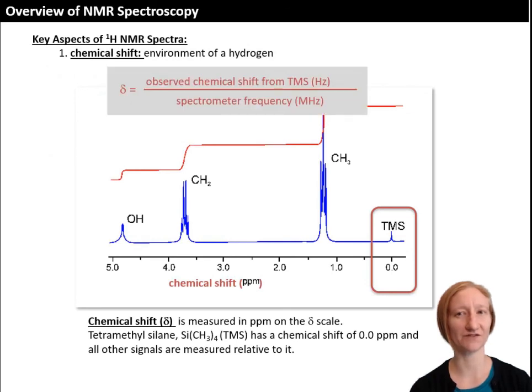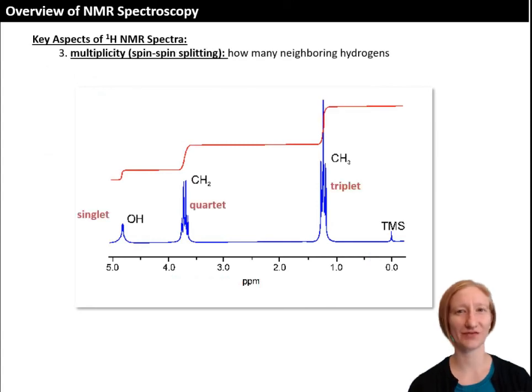And the chemical shift value of a peak, or a proton, then, is described as the observed shift from TMS, and that's in hertz, relative to the spectrometer frequency, and that's in megahertz. So our units here are hertz over megahertz, and that gives us our parts per million units on the chemical shift value. And the third feature that we'll see is the multiplicity of a peak, or spin-spin splitting. And the multiplicity, the splitting, is how many lines a particular peak has.